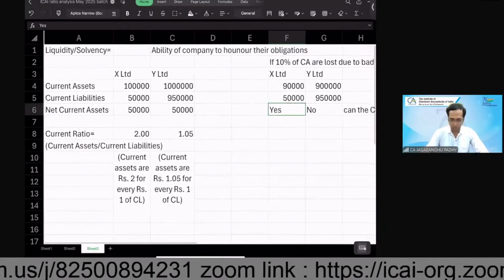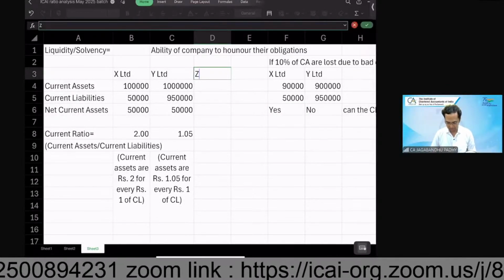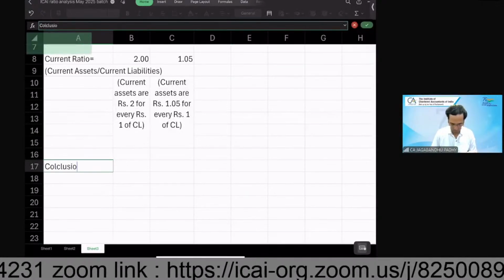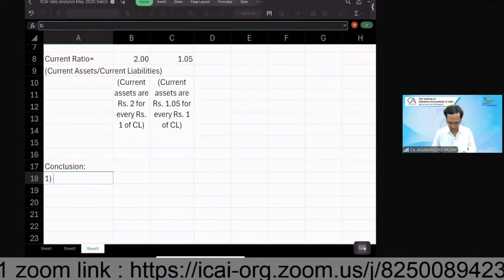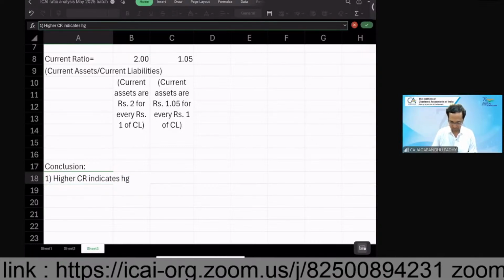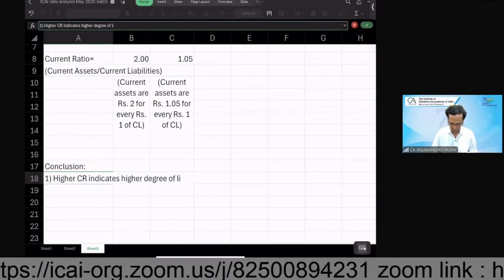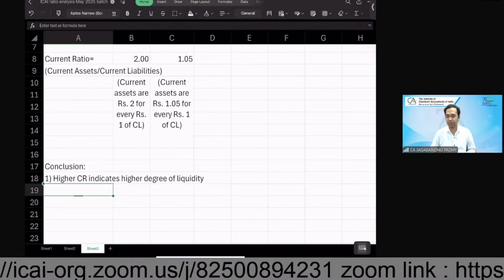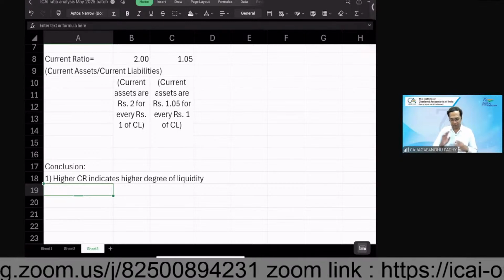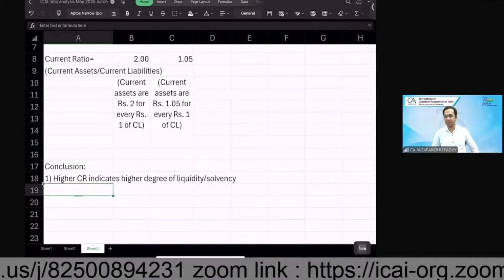Correct. I'll just write down the conclusion. The first conclusion that I have is that a higher current ratio indicates a higher degree of liquidity, right? Or a safer situation, or a higher degree of what you call liquidity, or solvency.